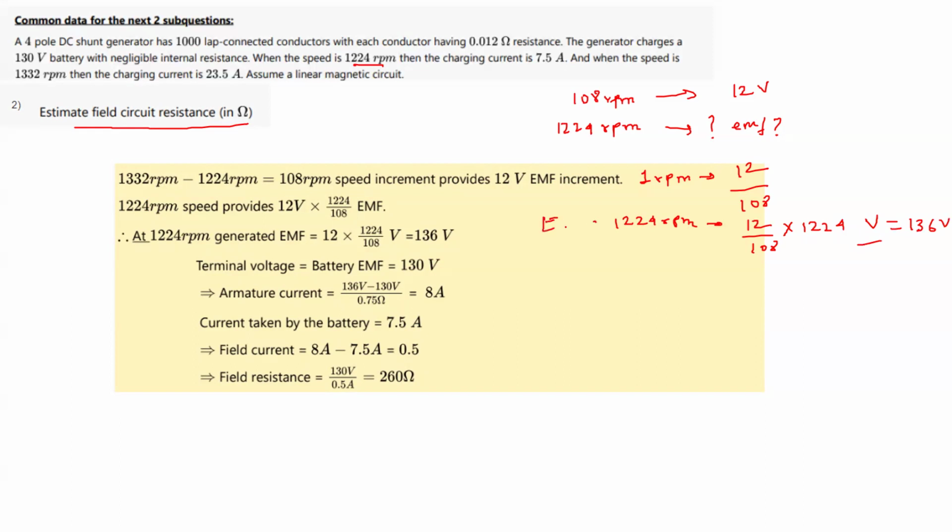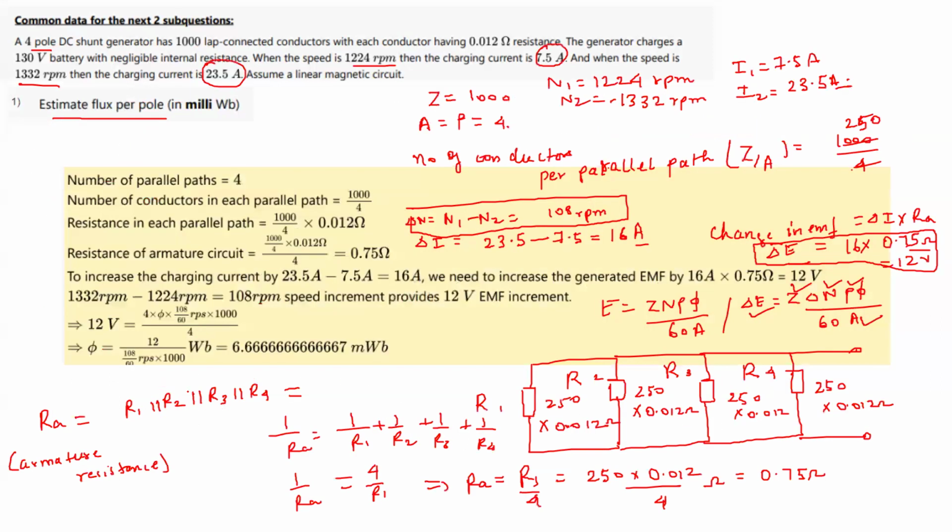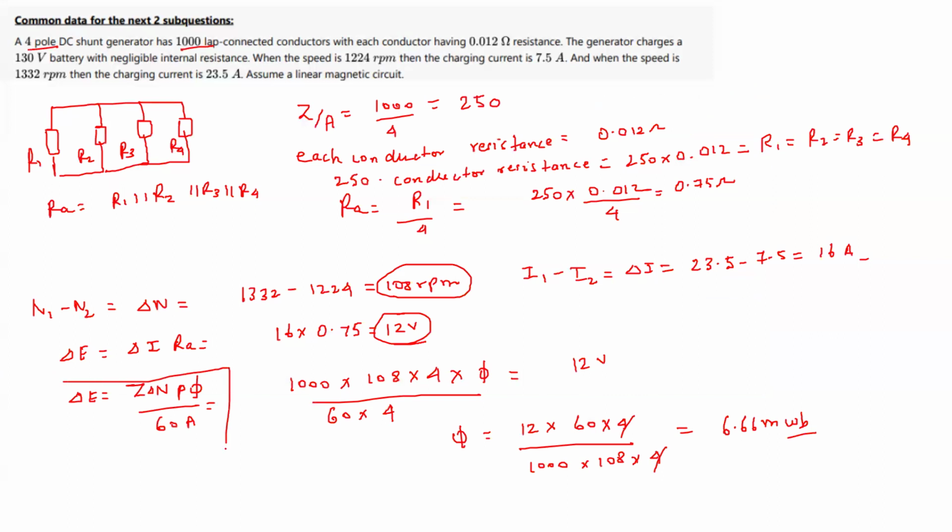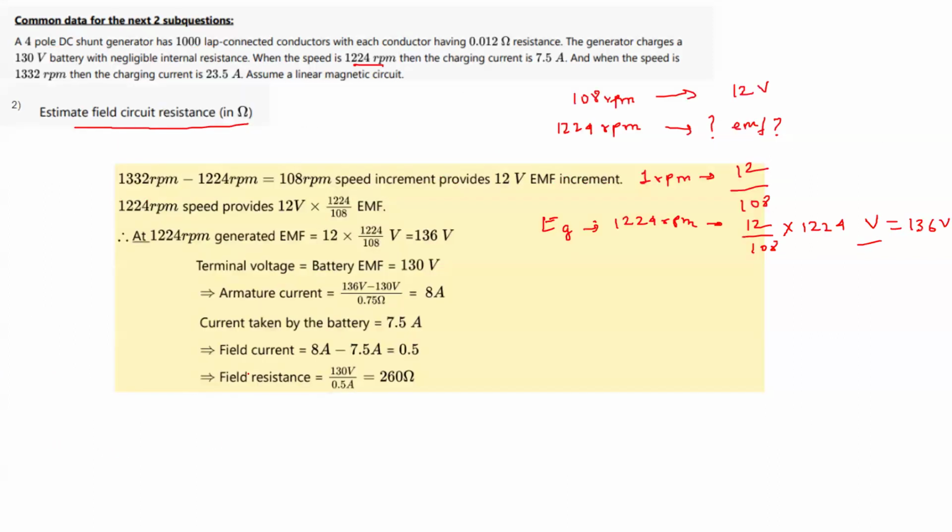Because we are relating it to the generated EMF, right? In this formula, we are using the generated EMF formula. So this is the generated EMF, not the terminal voltage. Now it is said that the generator is connected to a 130 volt battery. So the terminal voltage V is 130 volt.